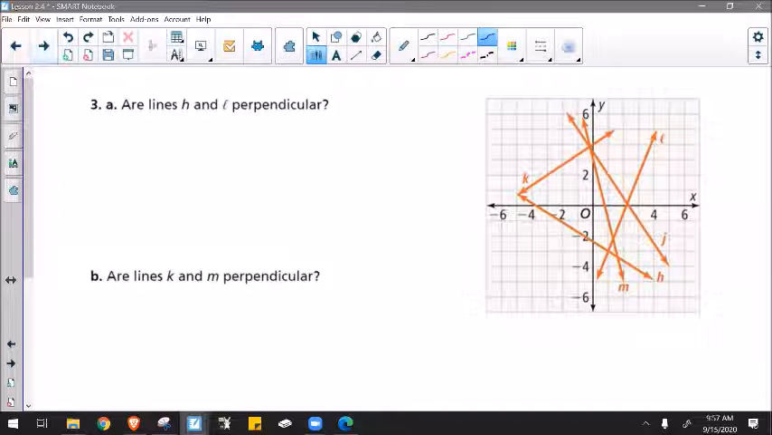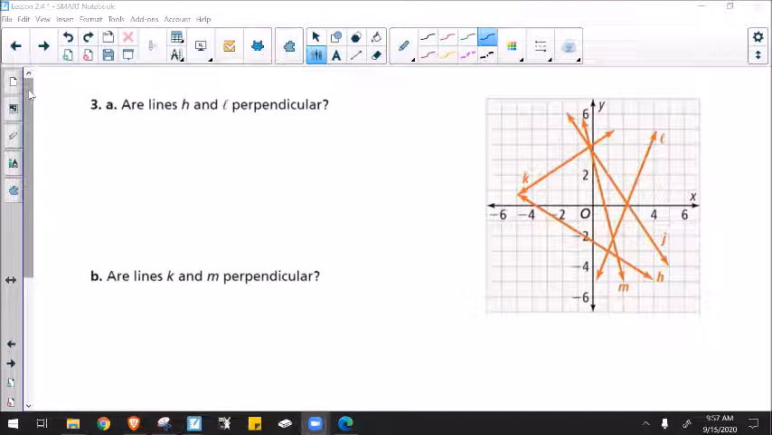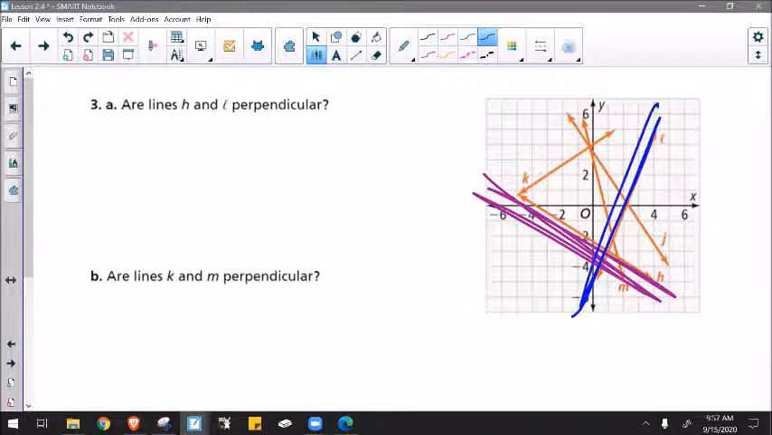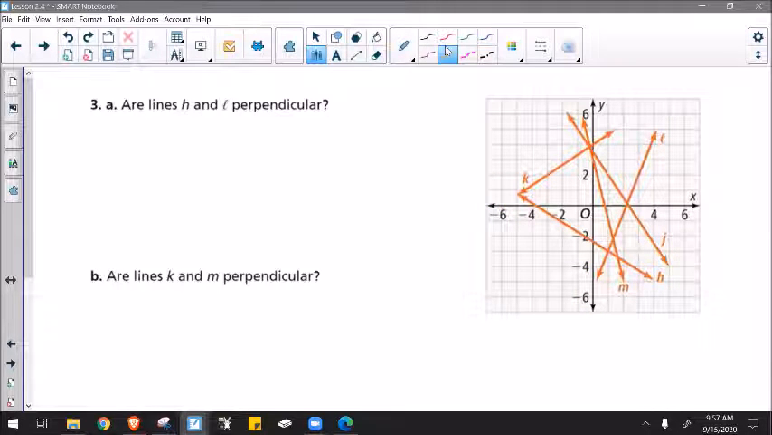All right. Okay, let's do part A. So H and L. Here is line H, right here. Line L is this one right here. So those are the two lines we need to compare. Let's do the slope of H.